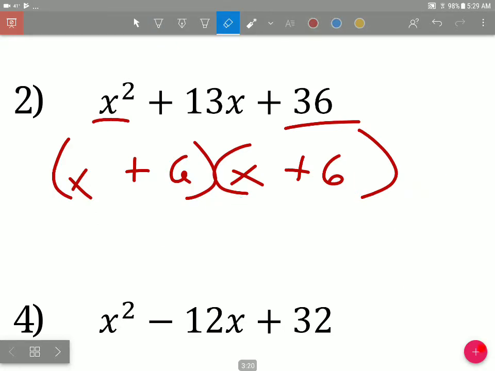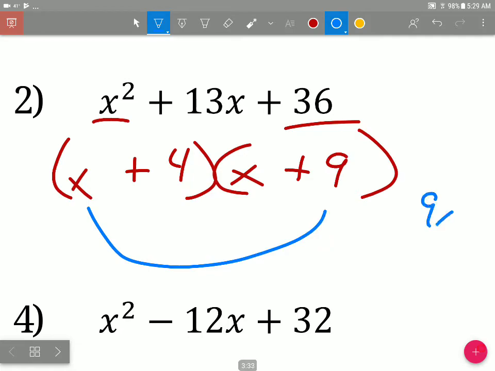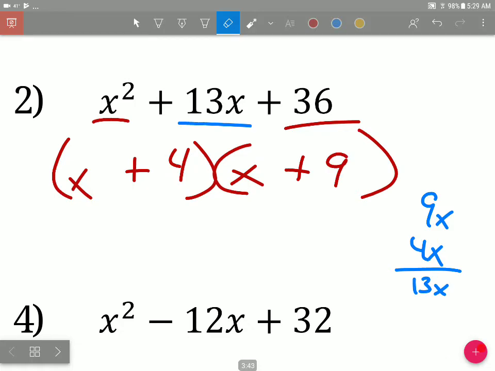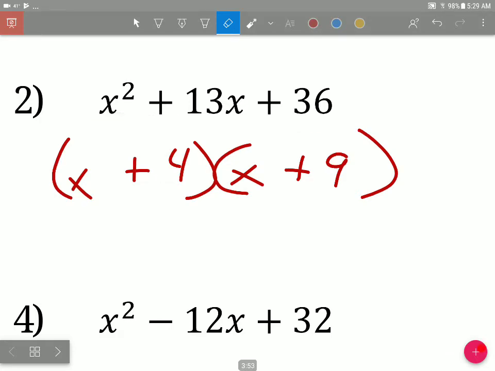Let's try other things that multiply to 36. 4 and 9. 4 and 9, because 4 times 9 is 36. So x times 9 is 9x, 4 times x is 4x, and those add up to 13x. That's your middle term. So that is the correct combination. Now, this stuff over here, you do not need to write this down. I don't need to see this, but that's what you need to be thinking, at least. All right, that's the process you're going through. So again, this is your correct answer.